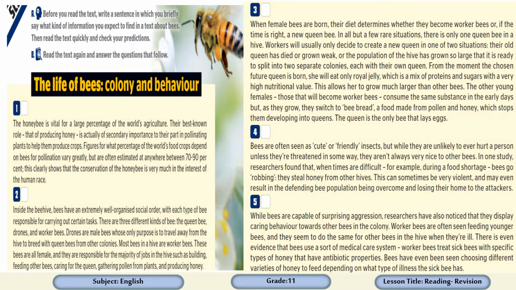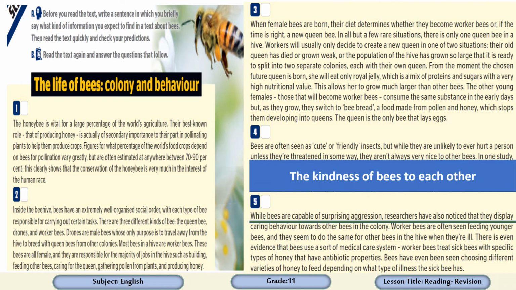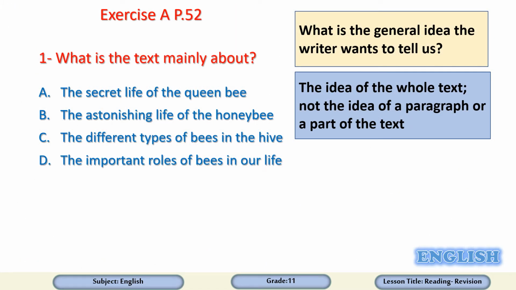We finish with paragraph number 5. What does the topic sentence tell you? What do you think this paragraph is about? Yes, very good. It tells us about the kindness or the gentleness of bees toward each other, toward other bees in the hive. So after going through the 5 paragraphs of the text, which statement do you think reflects the general idea of the text? Yes, very good. The astonishing life of the honeybee.